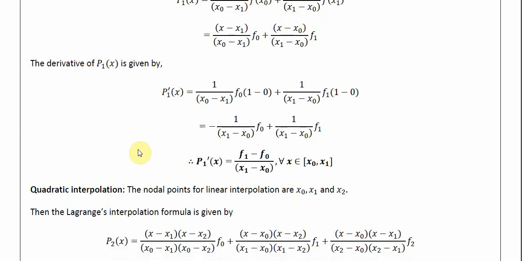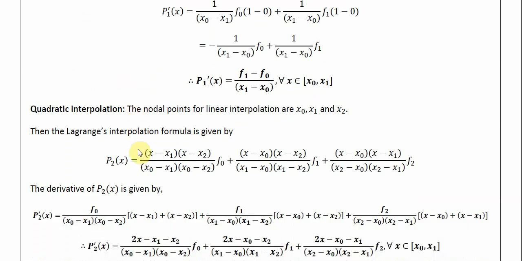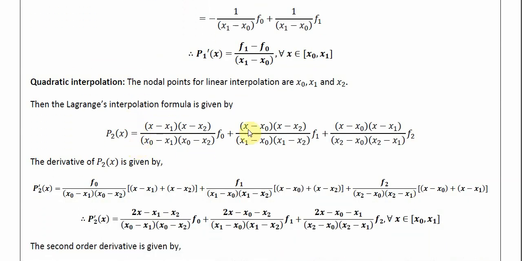Now, the same way we can go for quadratic interpolation. For quadratic interpolation, I require three nodal points, x0, x1 and x2. So if I put x0, x1 and x2, this is going to be my Lagrange's interpolation formula. There will be three terms now. f0 into its coefficient, f1 into its coefficient, and f2 into its coefficient. The same way like we have done before, we shall be differentiating this entire polynomial so that I will be getting a quadratic interpolation.